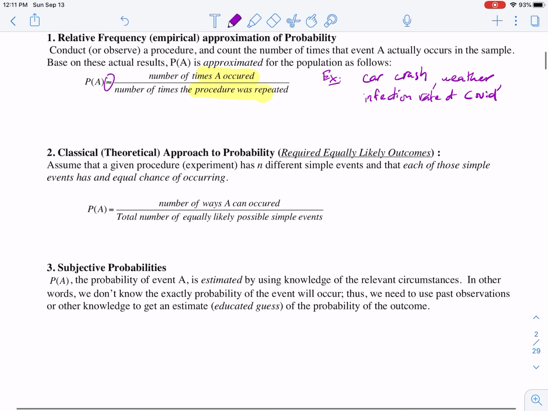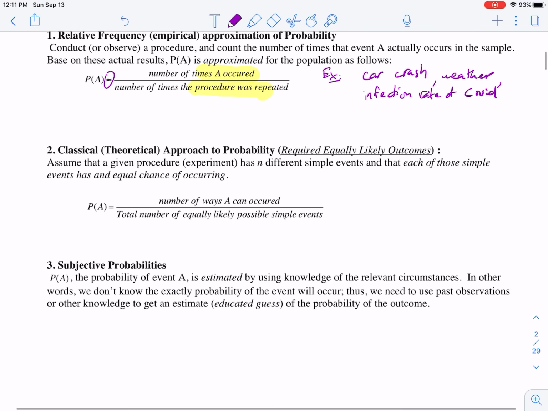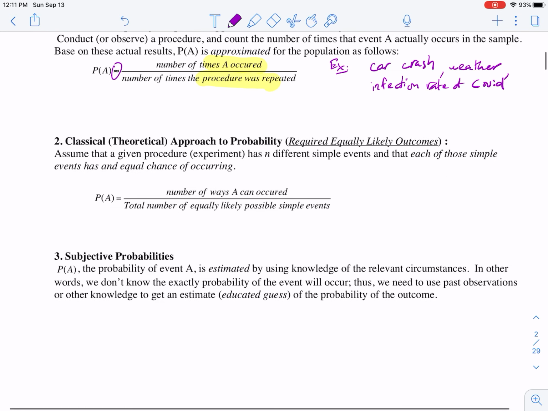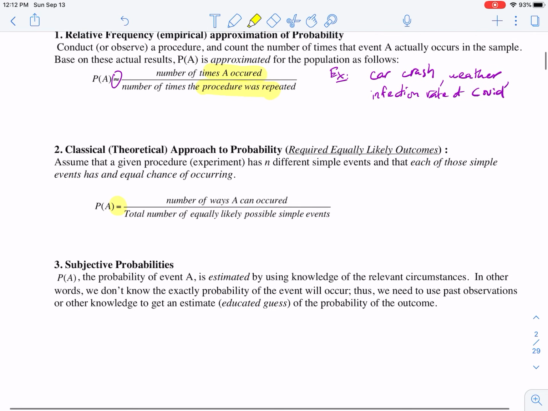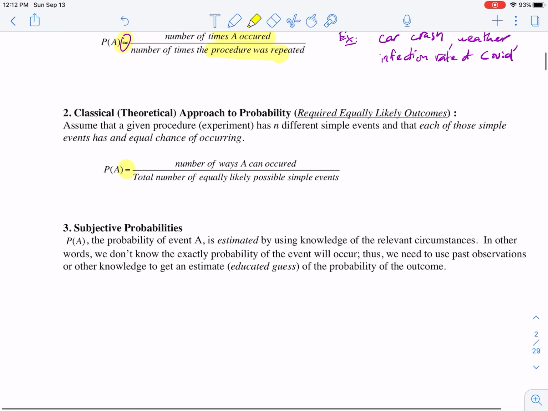The second one would be classical. This is called the classical approach or theoretical approach. This is where math is required. This is when we know that in a procedure, every single simple event has an equal chance of happening, just like the marble example. And in order for us to calculate the probability of a certain event A occurring, we just count how many times A can occur. And with this, we can calculate the exact probability, whereas the other is just an approximation.